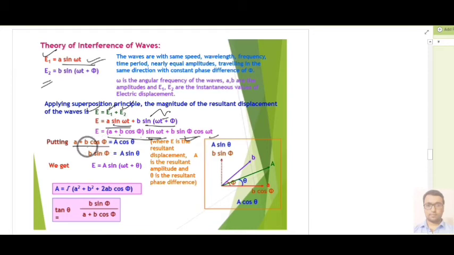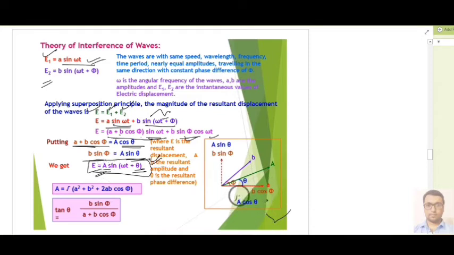Now we have to put A plus B cos phi equal to A cos theta, a new variable, and B sin phi equal to A sin theta, again a new variable. Then we will get our resultant amplitude in this form. Now here we need to determine two things: one is theta and the second is the resultant amplitude. For that we will go for the phasor diagram.